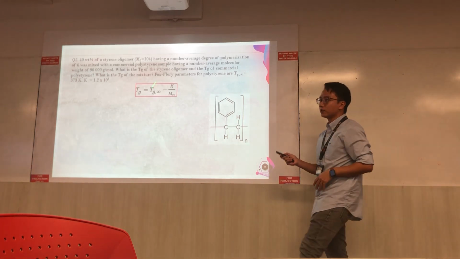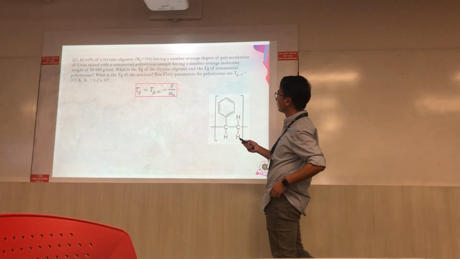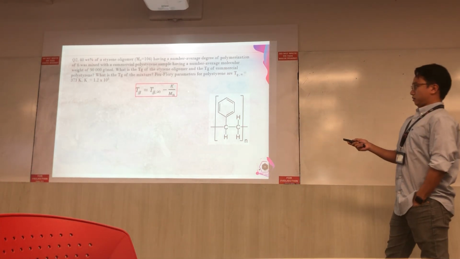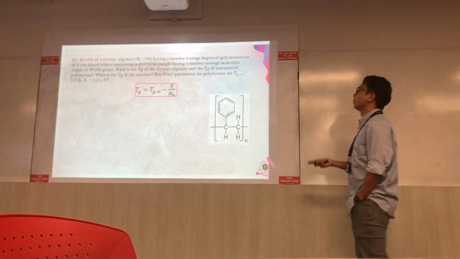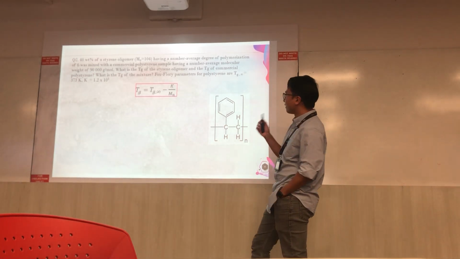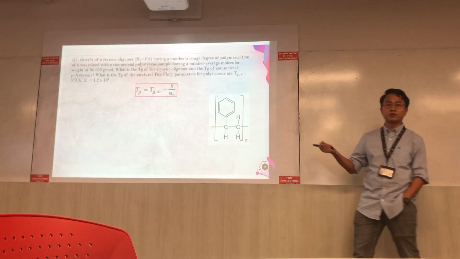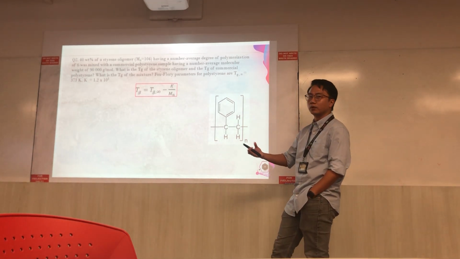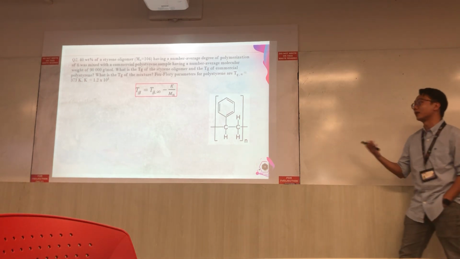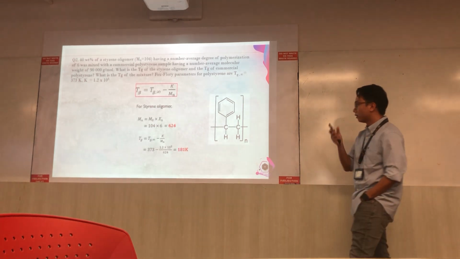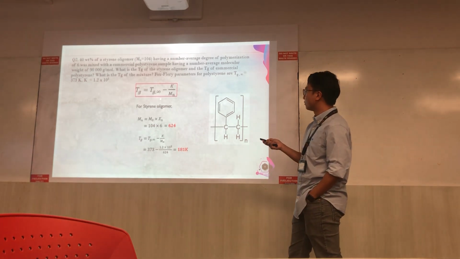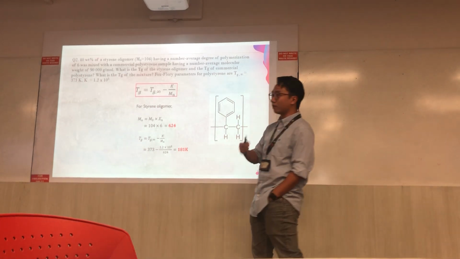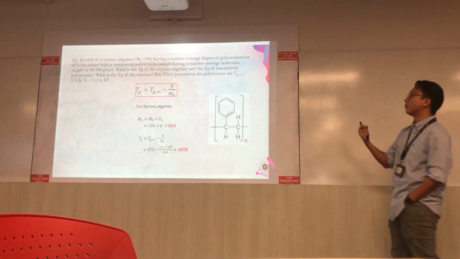So the Tg of the system will be this Tg infinity minus your K divided by the number average. But now you are given a mixture. You know how to find the Tg of an individual component. How do you find the Tg of a mixture when they are both added together? First, you need to find the Tg of the individual components.